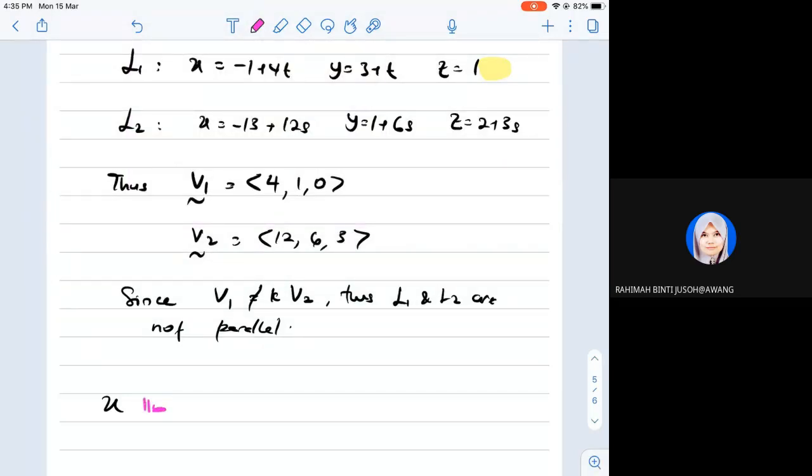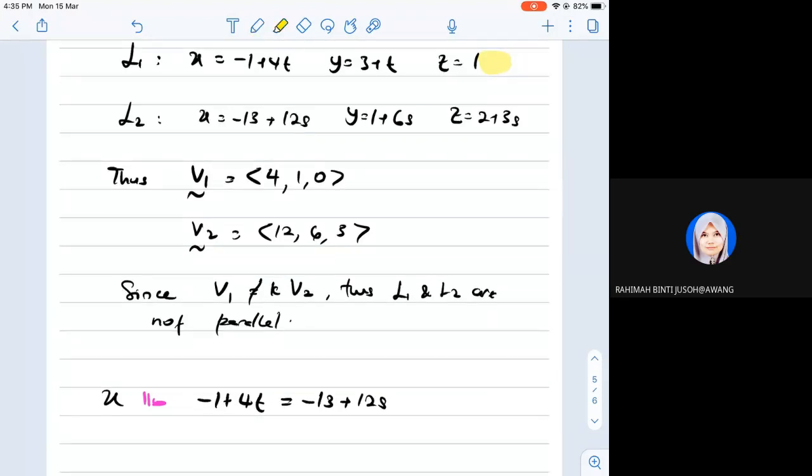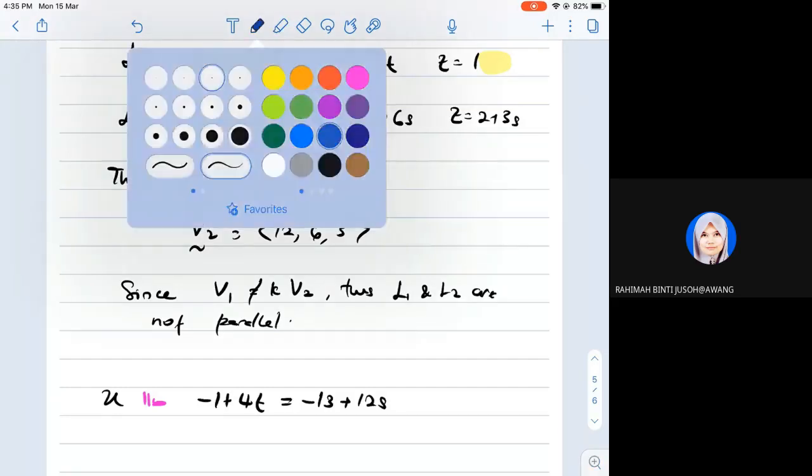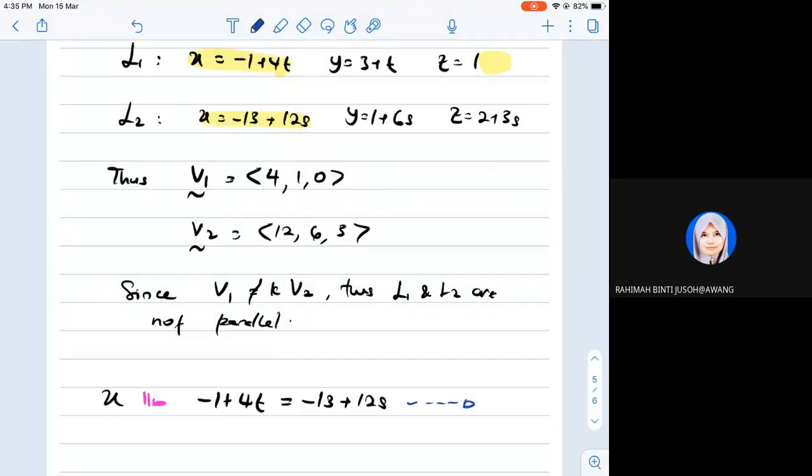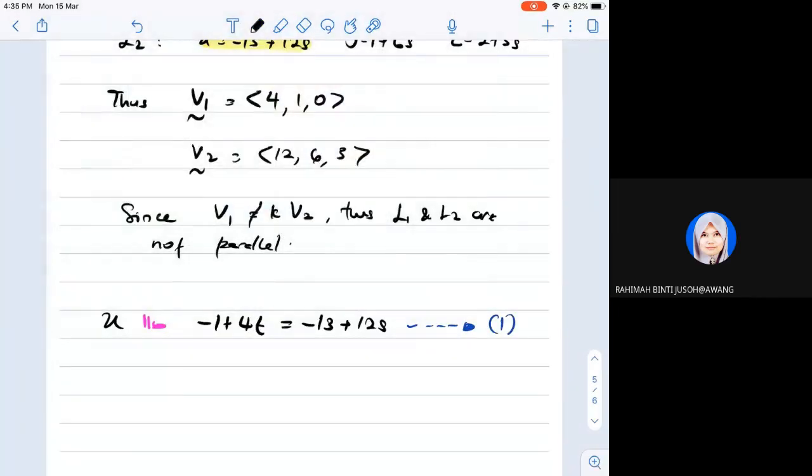Okay, cara dia, you buat macam ni. X equals to -1 plus 4t, samakan dia dengan second line. So -13 plus 12s. Ni saya ambil daripada atas ni. X equals to -1 plus 4t, samakan dengan -13 plus 12s. So that is your first equation. Equation number 1.